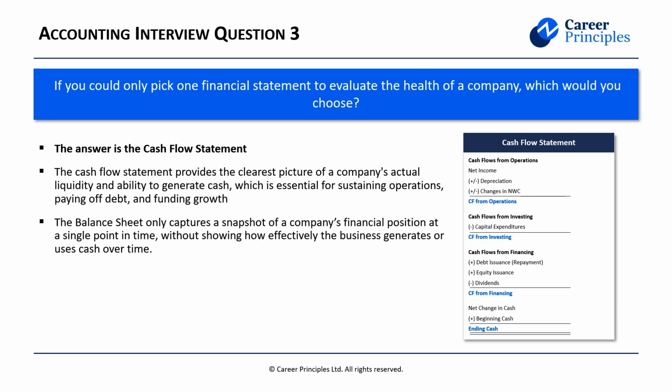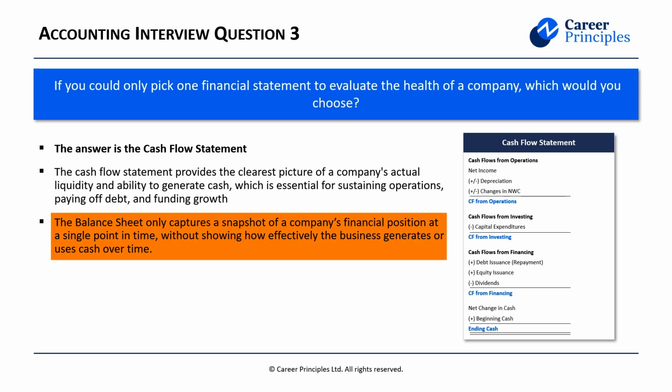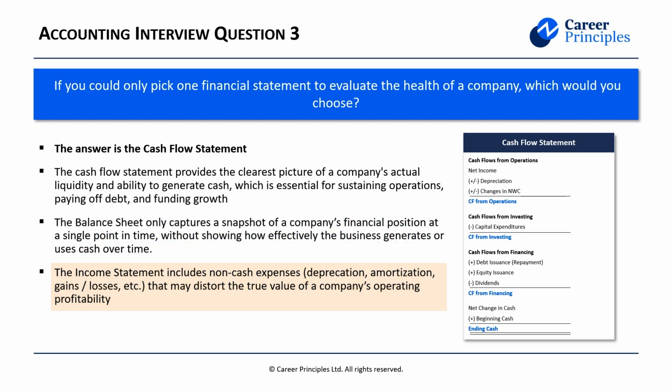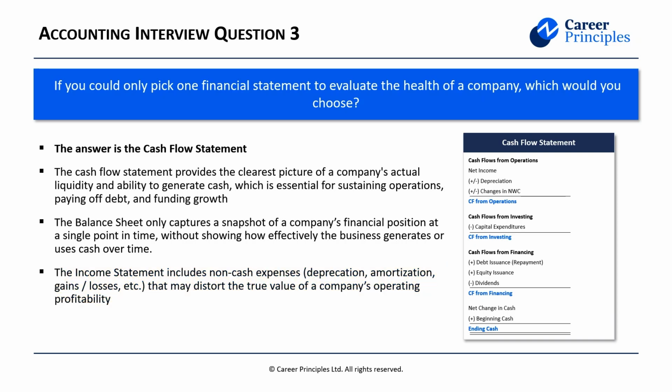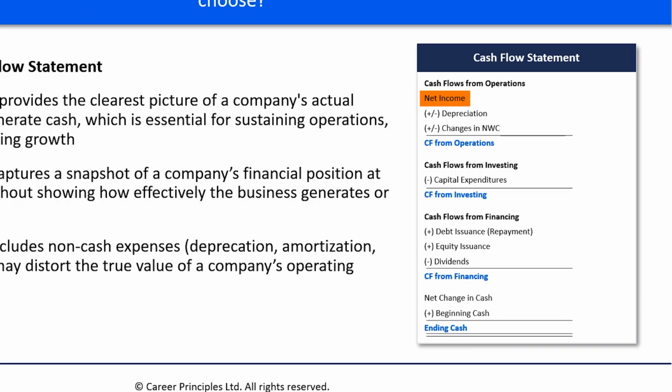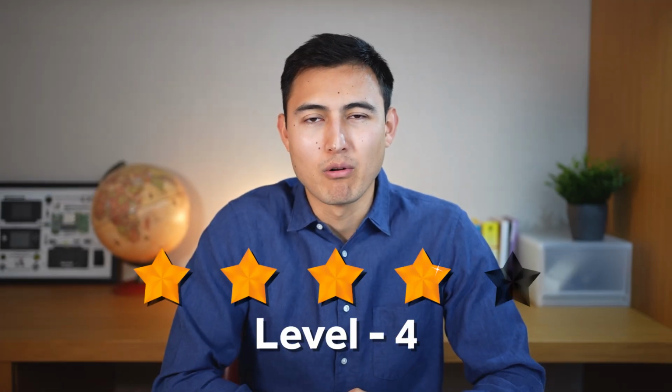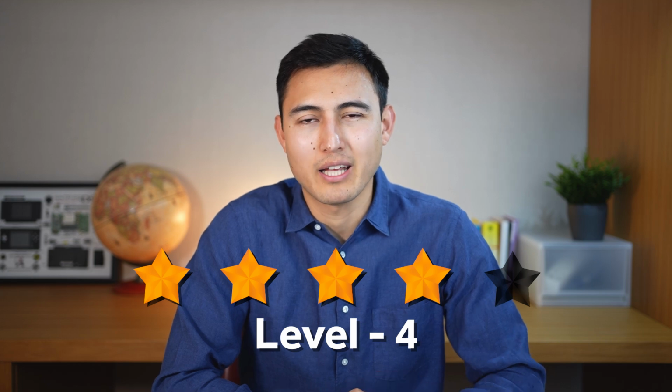The reason it's not the balance sheet is because it only captures a snapshot at a single point in time without showing that flow of cash, so the company's ability to generate cash flow. And it's not the income statement because even though it does give you information about profitability through the net income line, it does include some non-cash line items like depreciation, which can actually distort the true value of the company's operating profitability. Also, if we look at the cash flow statement here on the side, you can see that net income line is also available in the cash flow statement if we're using the indirect method as the first line item.